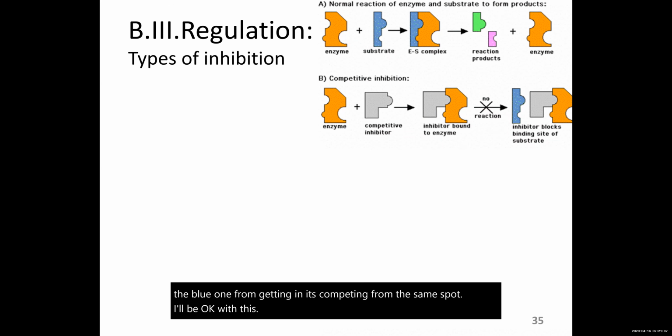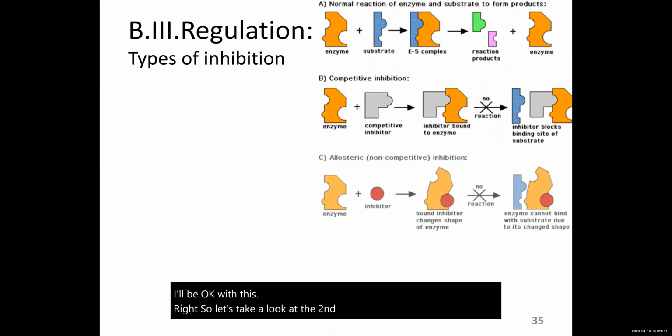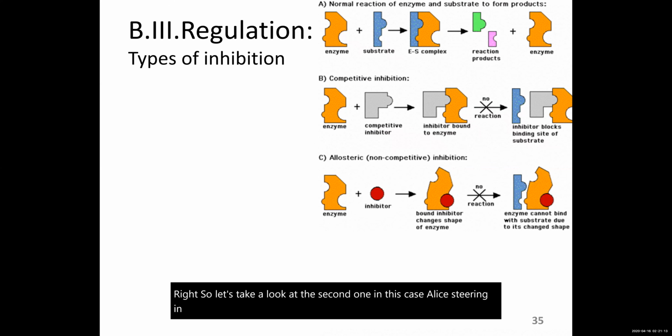All right, so let's take a look at the second one. In this case, allosteric. In an allosteric case, remember, it's a completely different location. So in this location, it changes the conformation of the enzyme itself. So remember, it's all about the 3D shape. And if it changes the shape, now our original substrate can't fit in, and therefore, again, we cannot make any more product.